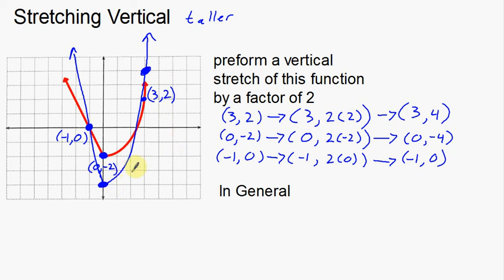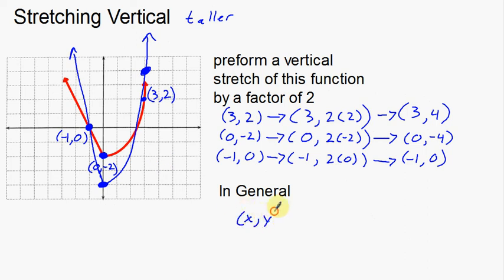It looks like everything is taller, but notice that this line is going more up, but this point had to be stretched down. So not only are we stretching vertically up with everything, we're also stretching vertically down. Points that are down here are going to get farther down. Points that are up here are going to get farther up. Points that are on the x-axis, like this point right here, are not going to move at all.